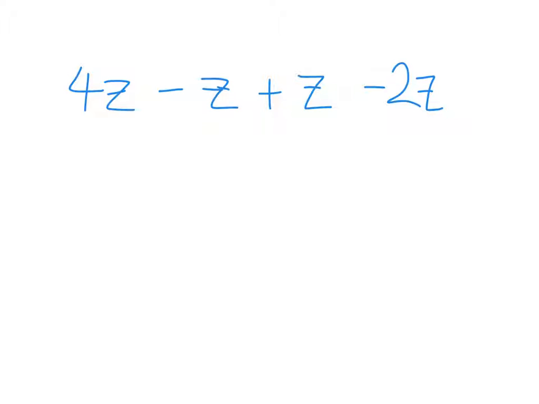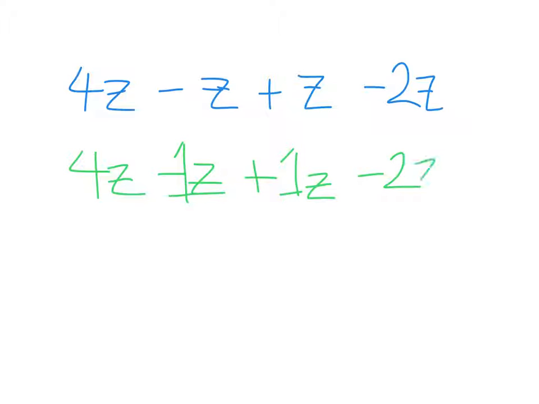So here's another problem, and what is happening here is that we're going to look and see what we can do to simplify this. Now, you might recognize here that this is 4z minus z plus z minus 2z. And the first step I would do in this sort of situation is I'd rewrite it a little bit. I'd go ahead and do 4z minus 1z, because it's 1z, plus 1z minus 2z. That's just rewriting it. Remember, whenever we have a z by itself, it's 1z.